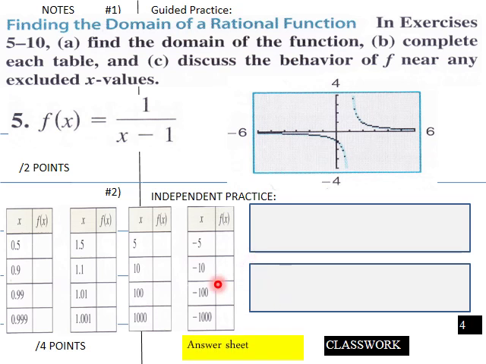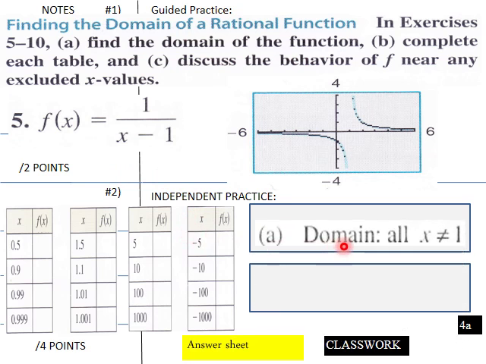So let's go into a guided practice here. Find the domain of this function here. What is the domain of that function? Complete each table. So we have a table here for this function. Complete the table, and then discuss the behavior of f near any excluded x value. So that's our task here for this function.